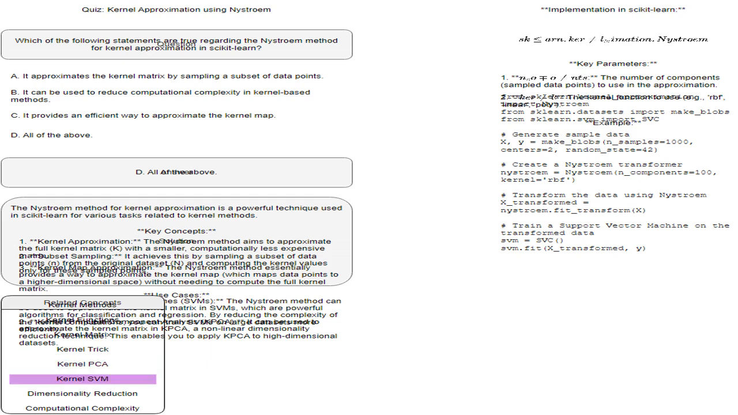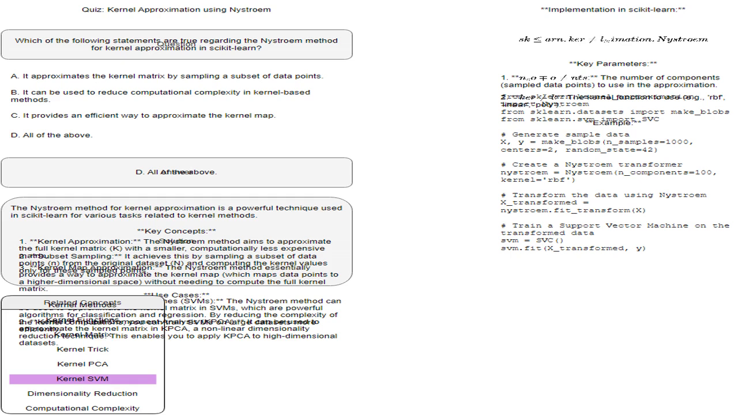Kernel SVM. Kernel support vector machines (SVMs) are powerful algorithms for classification and regression that leverage kernel functions to find optimal separating hyperplanes in the high-dimensional feature space.